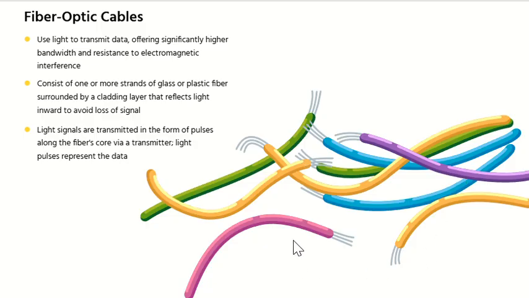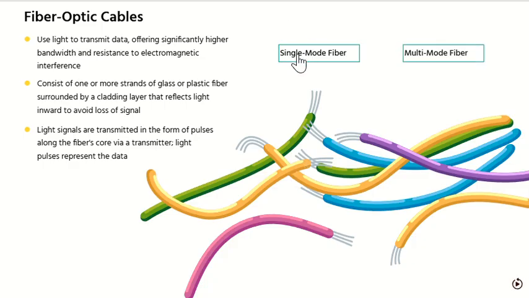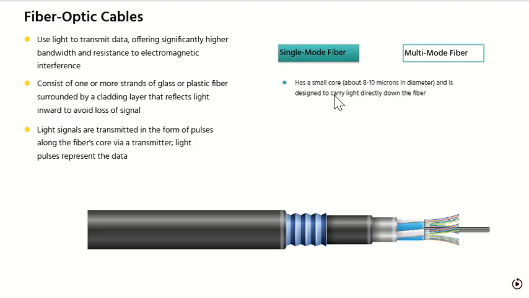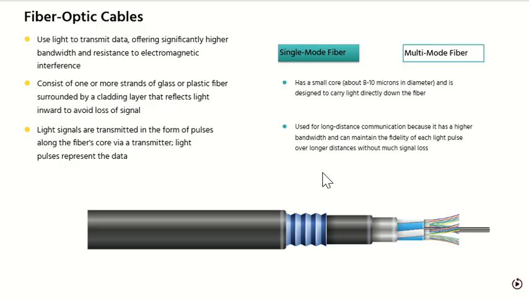There are two main types of fiber optic cables: single-mode fiber and multi-mode fiber. Click each to learn more. This type of fiber has a small core, about 8 to 10 microns in diameter, and is designed to carry light directly down the fiber. It is used for long-distance communication because it has a higher bandwidth and can maintain the fidelity of each light pulse over longer distances without much signal loss.